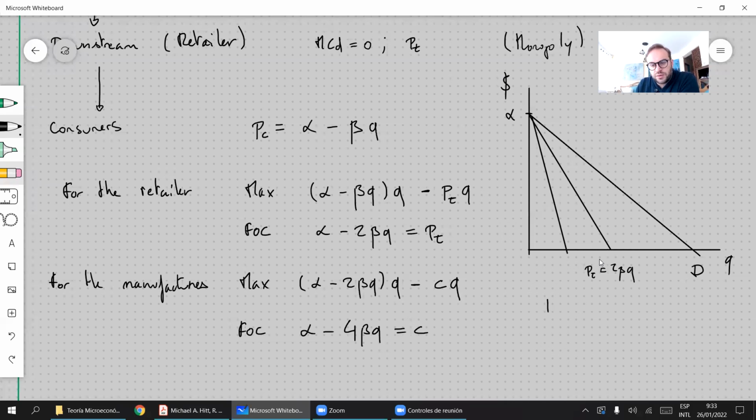I don't have a lot of room. So wait, I don't know what I put here. This is not correct. So this function is alpha minus 2 beta Q, and this function is alpha minus 4 beta Q.